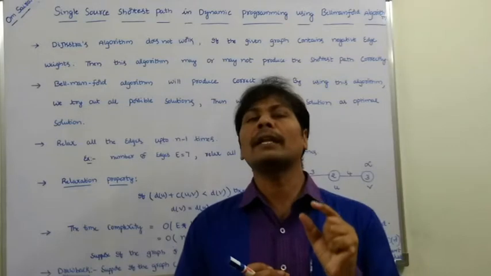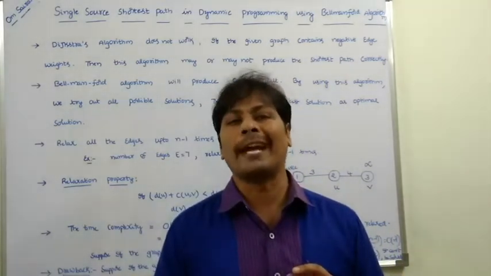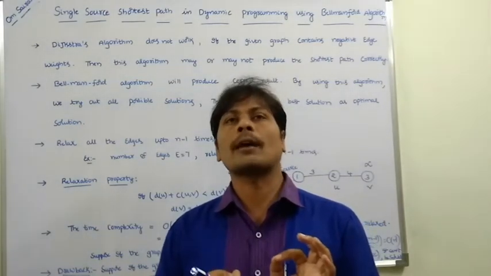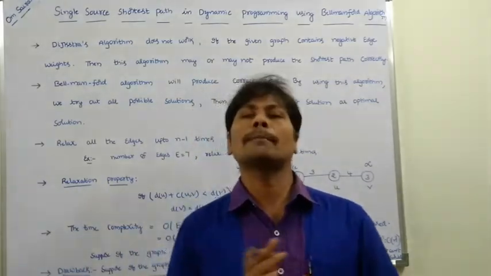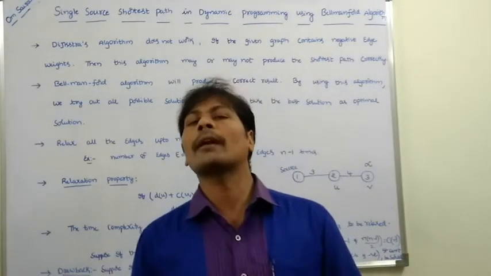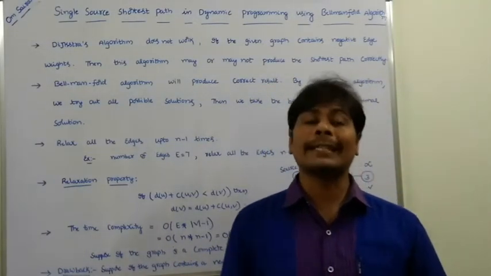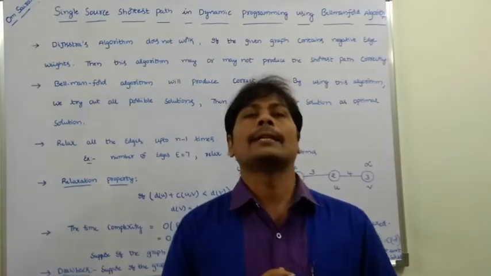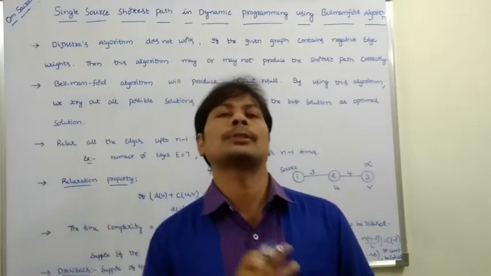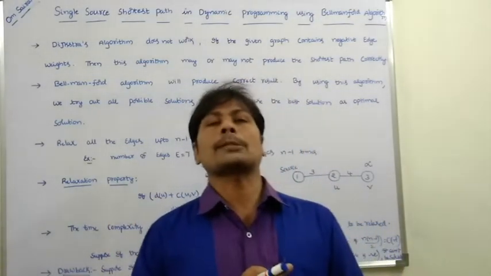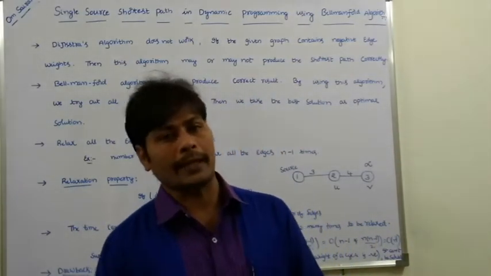So if the given graph contains positive edge weights, Dijkstra's algorithm will work and find the shortest path from the source vertex to all the remaining vertices of the given graph. If the given graph contains negative edge weights, Dijkstra's algorithm may or may not produce the shortest path from the source vertex to the remaining vertices.